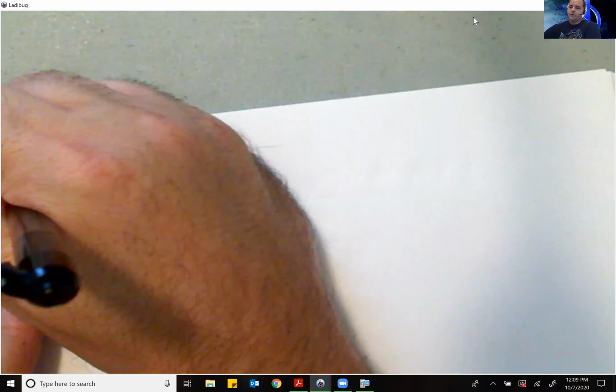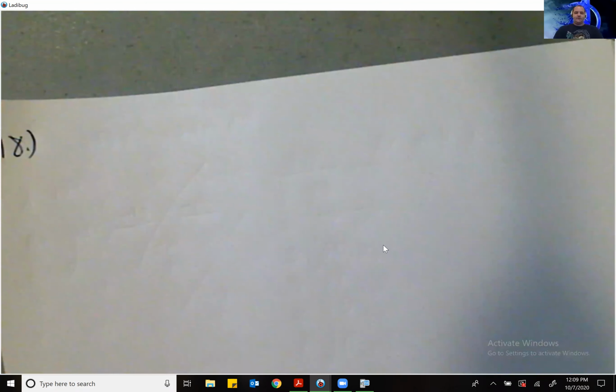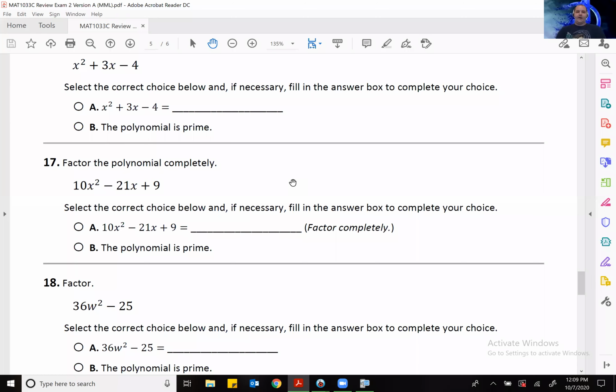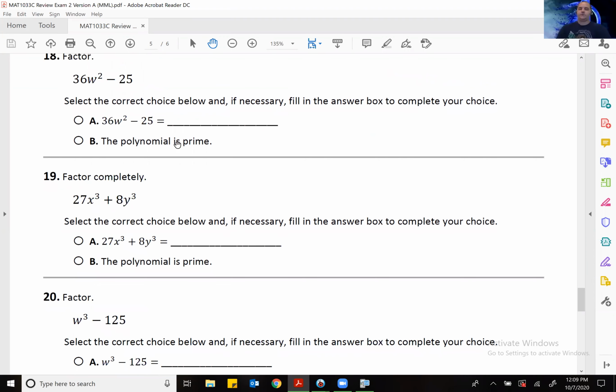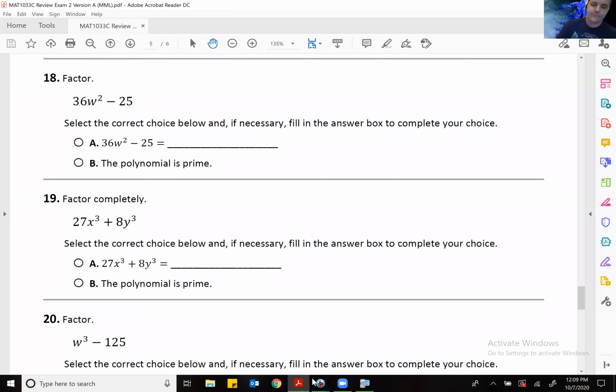Okay, let's wrap this up. Last few problems should be a little bit faster for us because they're not trinomials anymore. So number 18, you get hit up with two terms. So 6w squared minus 25. And then 19 and 20 are cubics.